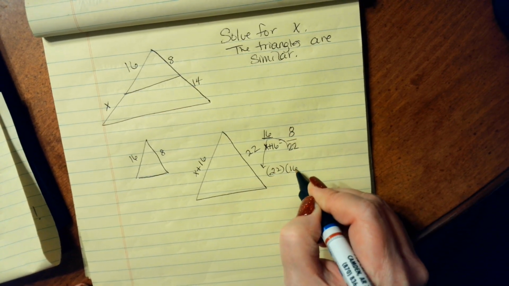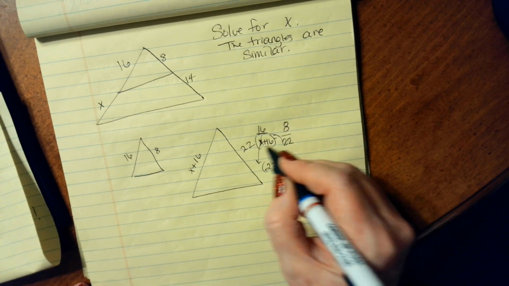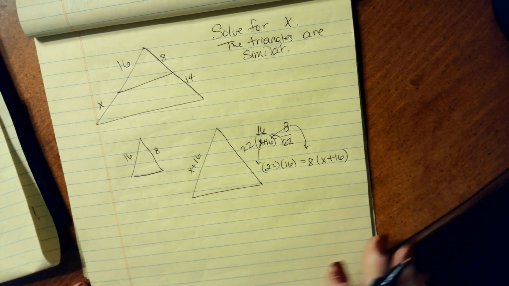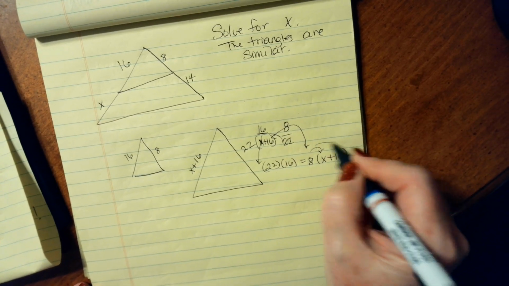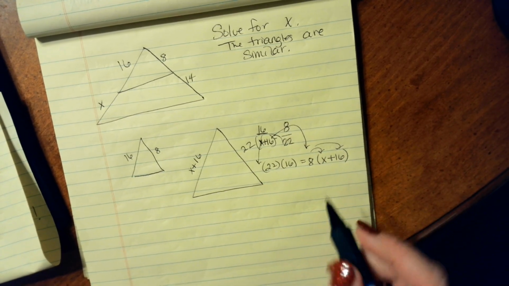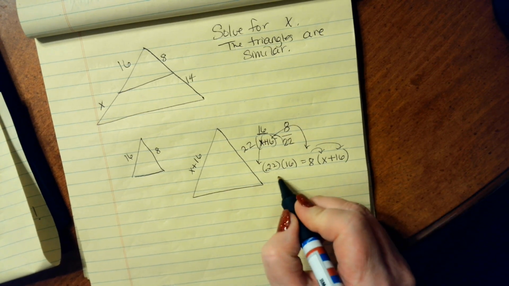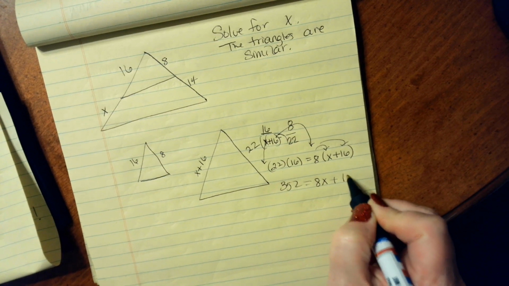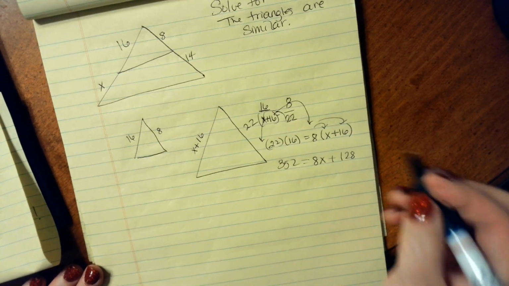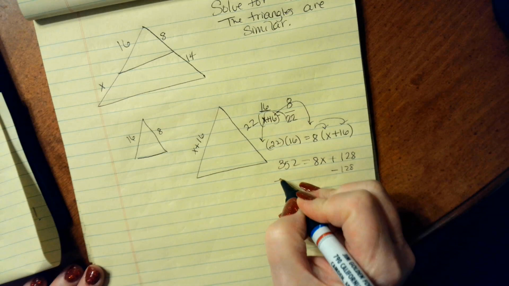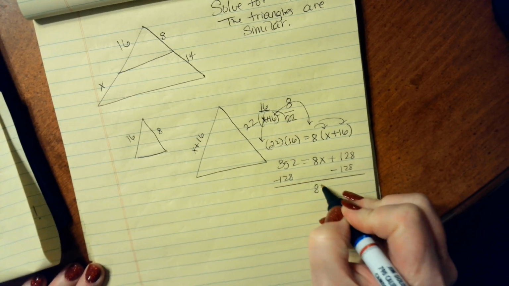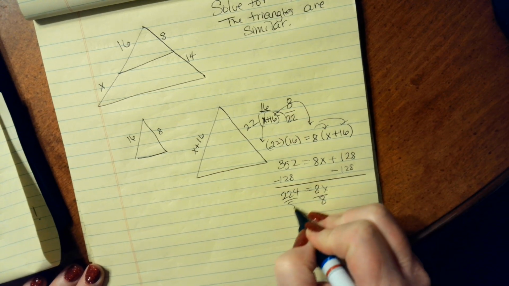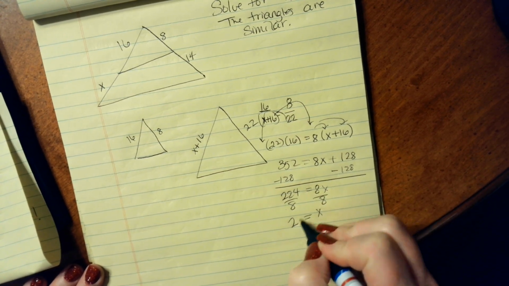22 times 16 equals, don't forget your parentheses, 8 times x plus 16. Use the distributive property. 22 times 16 is 352 equals 8x plus 128. Subtract 128 from both sides. 8x is equal to 224. Divide by 8. X is 28.